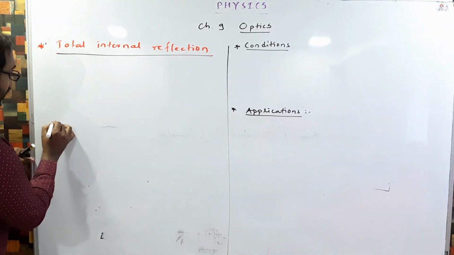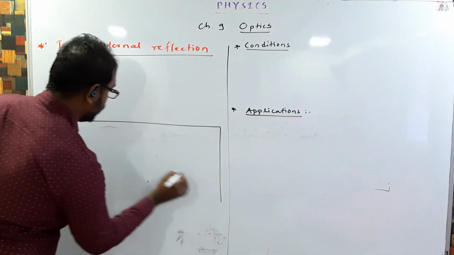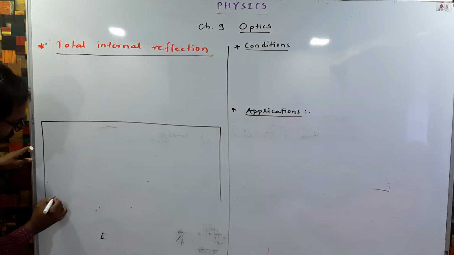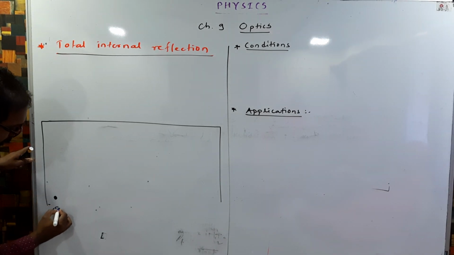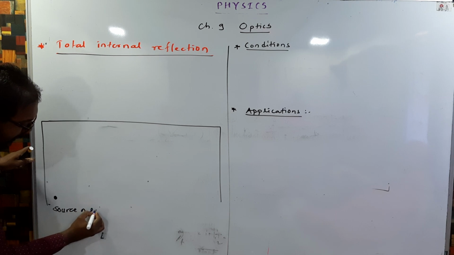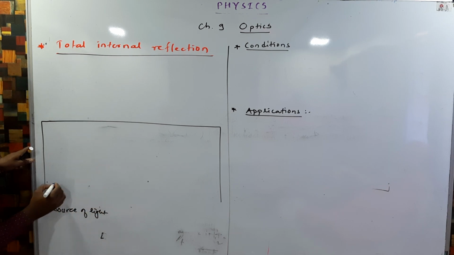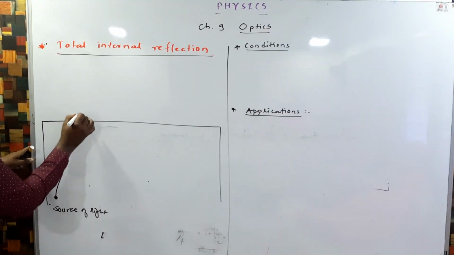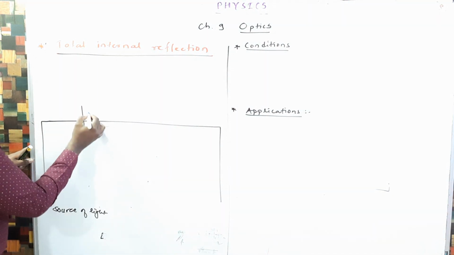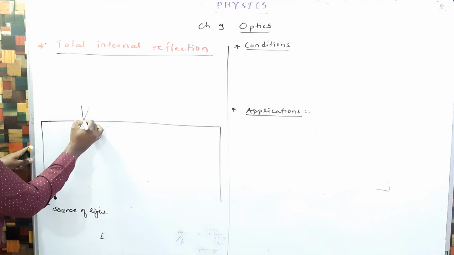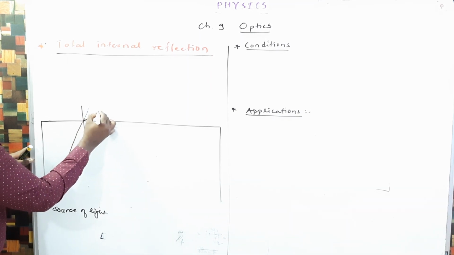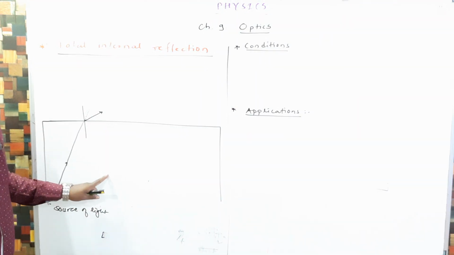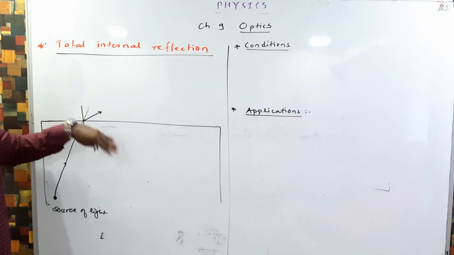Now let me show here the denser medium. So this is water, glass, anything you consider. Okay, this is the source of light. Now from this light source, light is emitted. So one light ray is incident here. So this is the normal. So instead of going in a straight way, this light ray bends away from the normal. Just as we discussed, when it is moving from denser to rarer, it bends away from the normal.